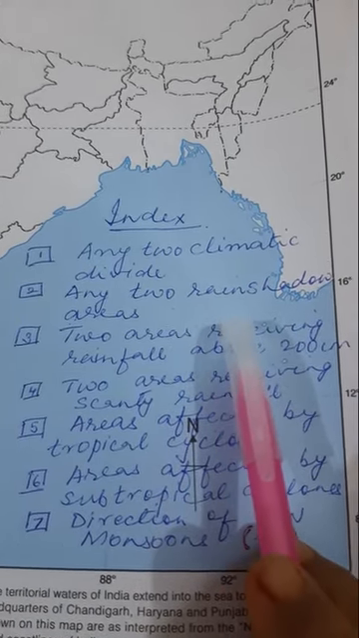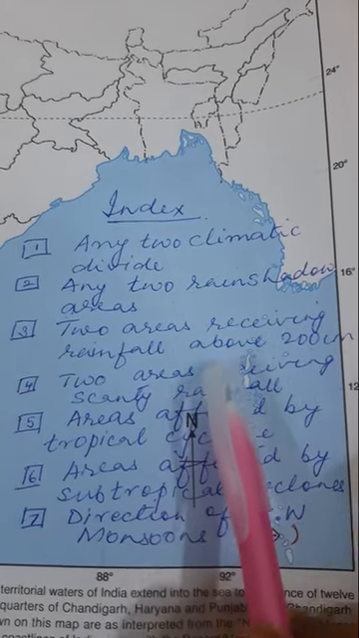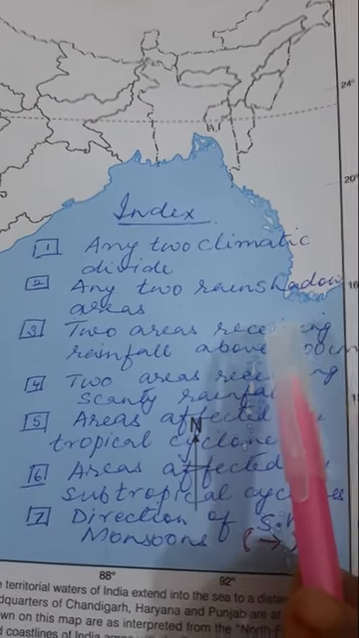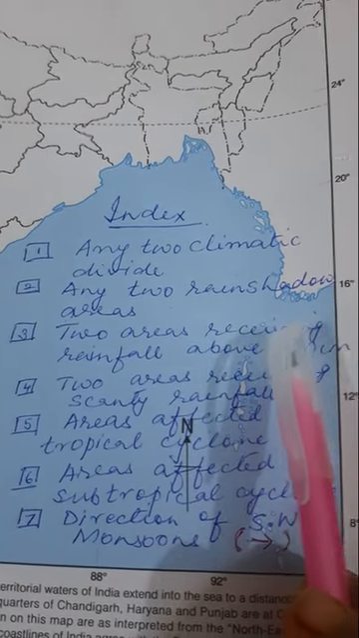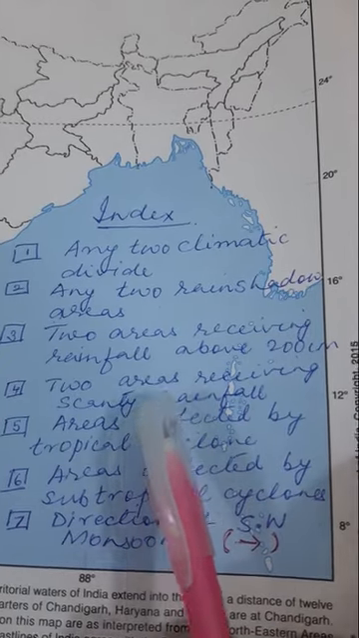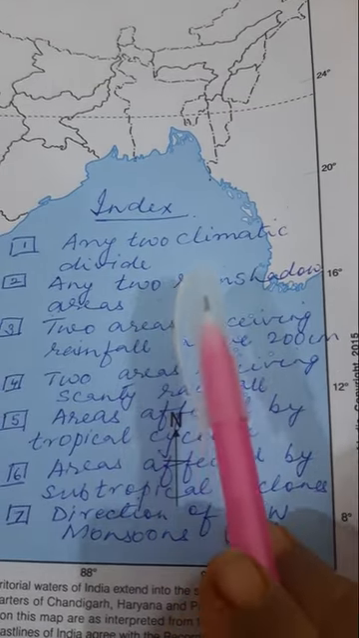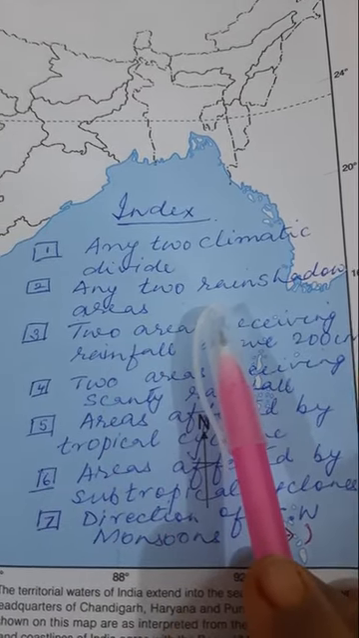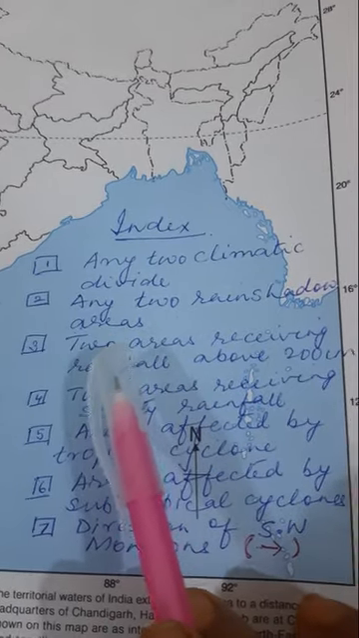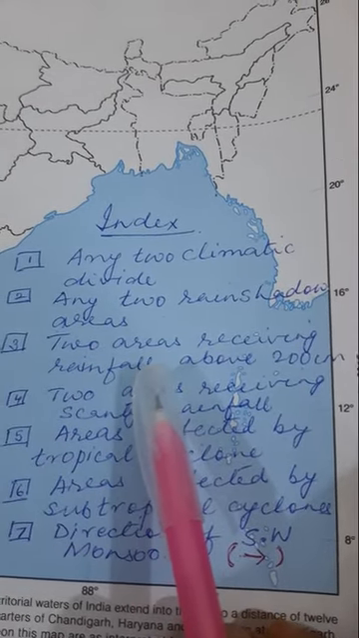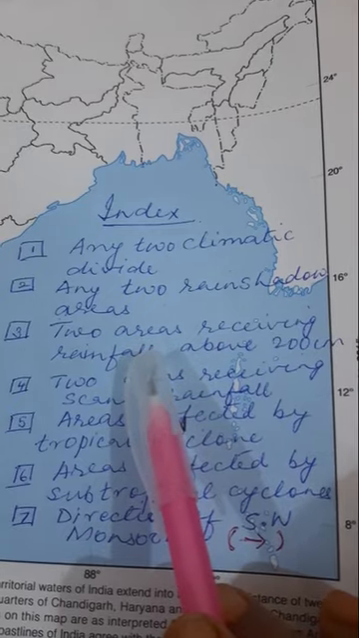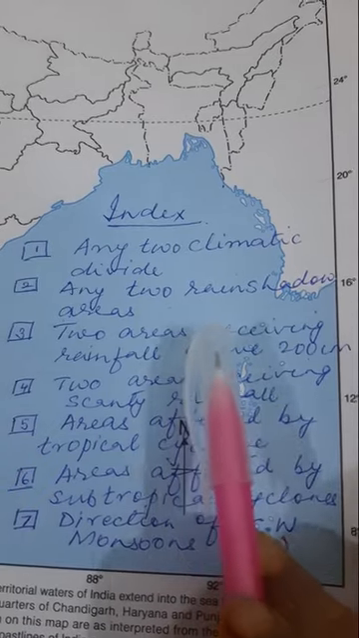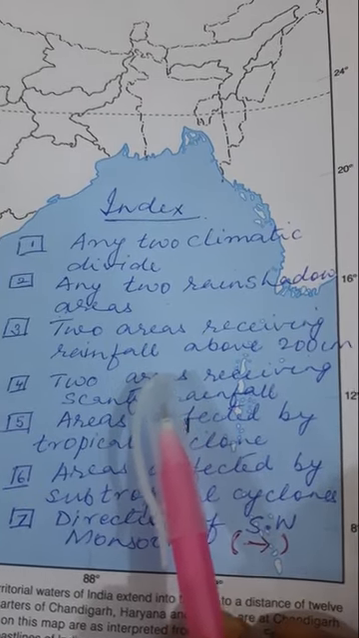Like for example, if the Western Ghat is a climatic divide, then the back side of Western Ghats, that is the Deccan Plateau, lies in the rain shadow area. Similarly, if Aravalli is a climatic divide, then the Western Rajasthan will be the rain shadow area. If suppose your Himalayas is a climatic divide, then the back side of the Himalayas is a rain shadow area. So climatic divide and the rain shadow areas are mostly related to each other.